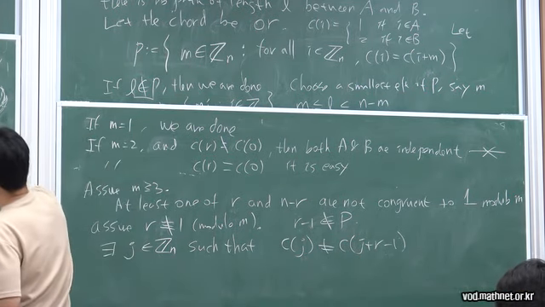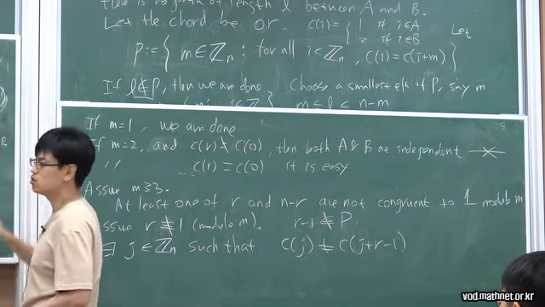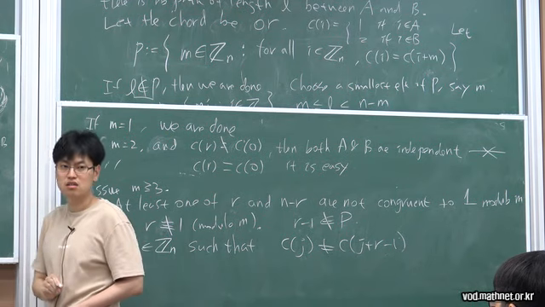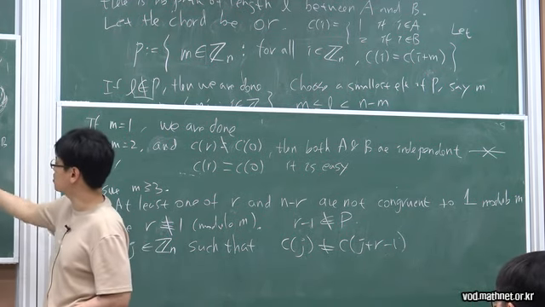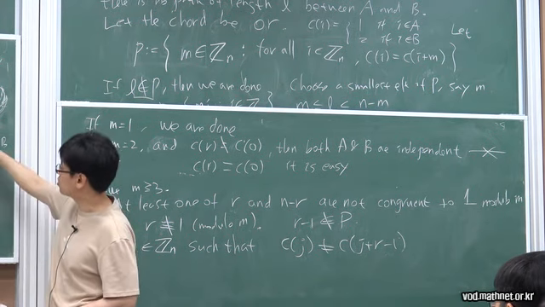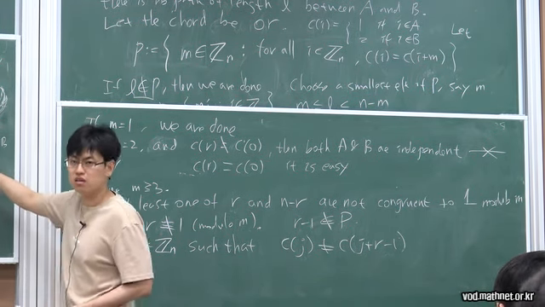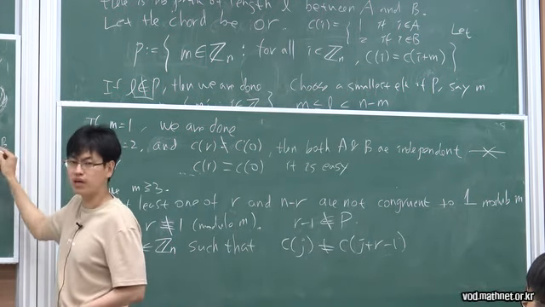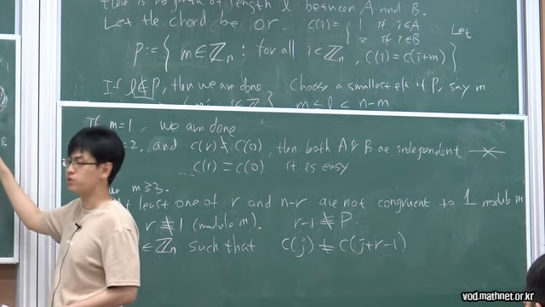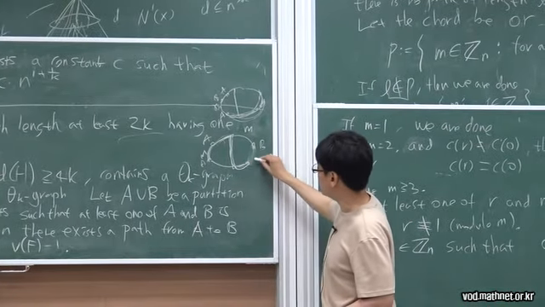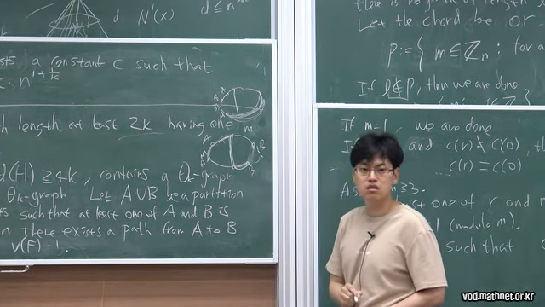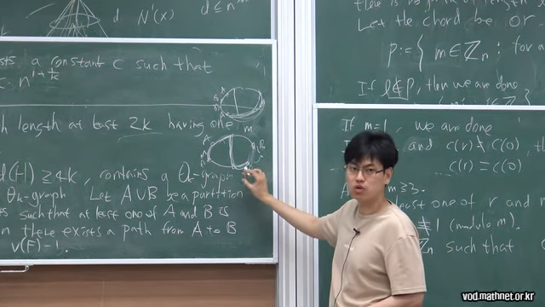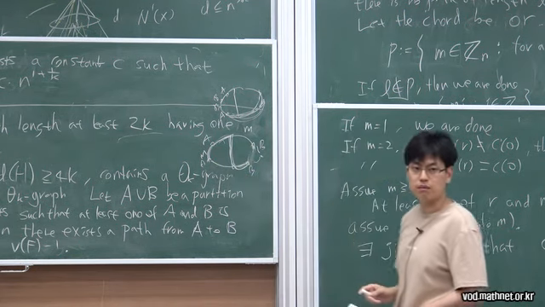So if we have this path, and these two belong to different parts, then if we extend it by M, it still starts from A, because these two differ by M. M is defined in this way. So this still starts from a different part. This is from A to B. Even if we shorten it by M, this still starts from B. So we can add or shorten whichever way we want, as long as it is by M.